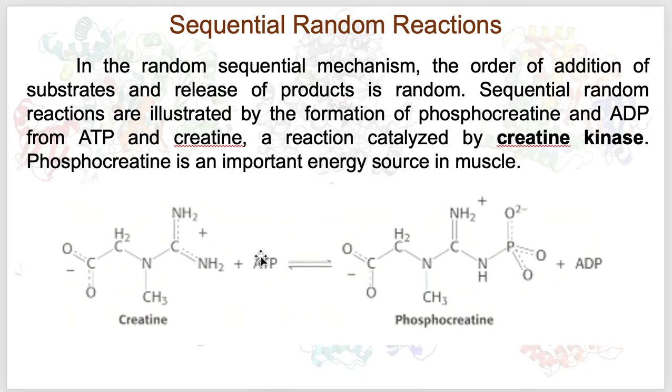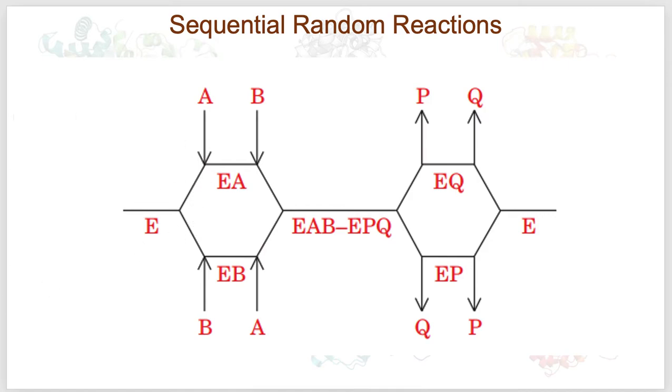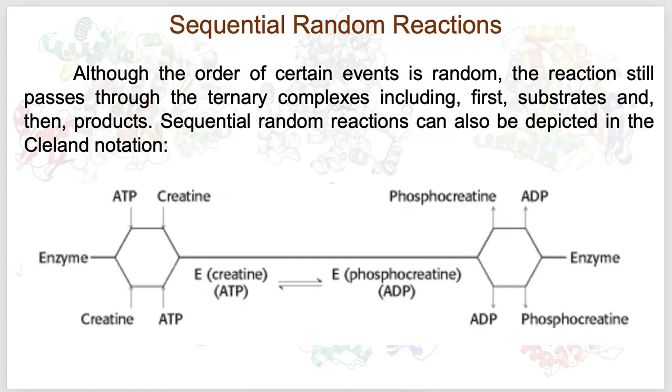Now if we want to represent this reaction in this model, it will look like this. Either substrate, ATP or creatine, can bind first with the enzyme. And then either phosphocreatine is released first or ADP is released first. There is no orderly fashion.